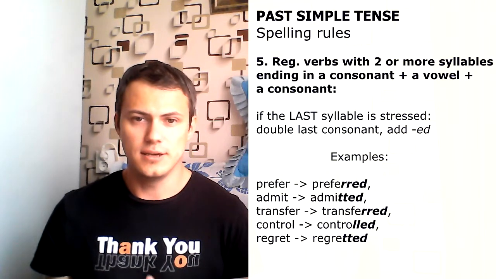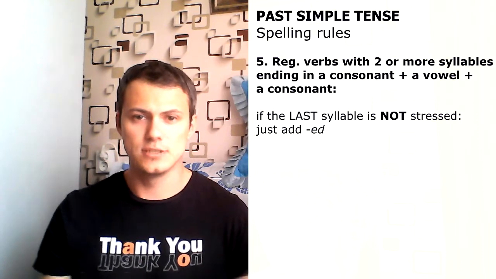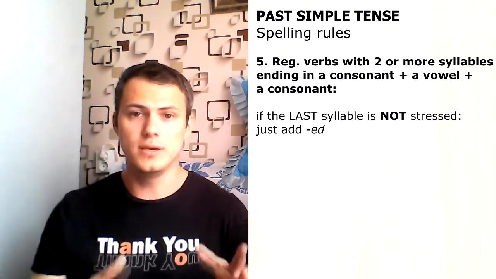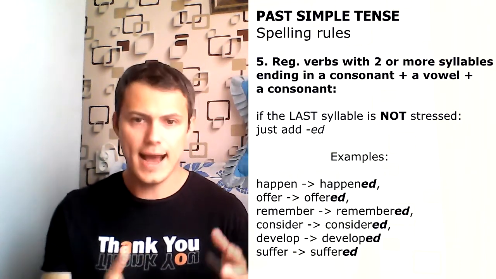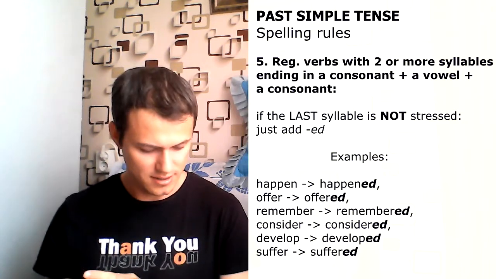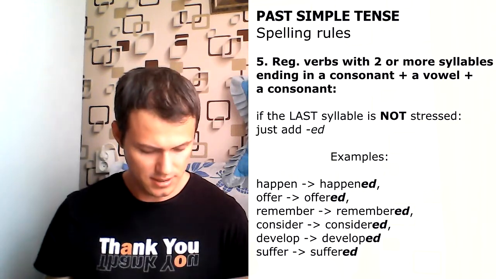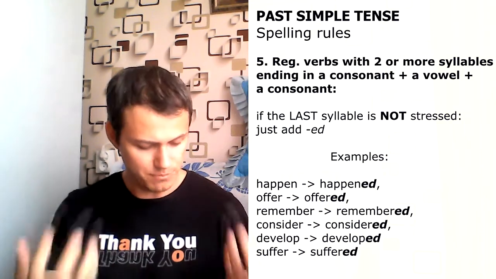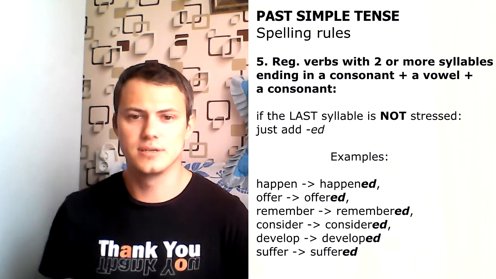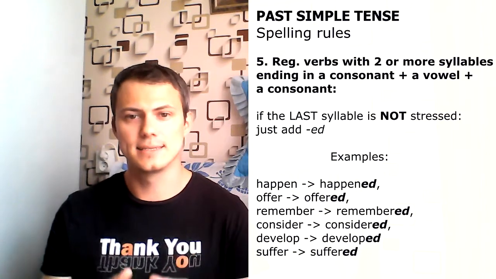Otherwise, if the last syllable of a verb of this type is not stressed, we just add the ed ending. For example, happen becomes happened, offer becomes offered, remember becomes remembered, consider becomes considered, develop becomes developed, suffer becomes suffered. And in this case, we shouldn't double the last consonant.